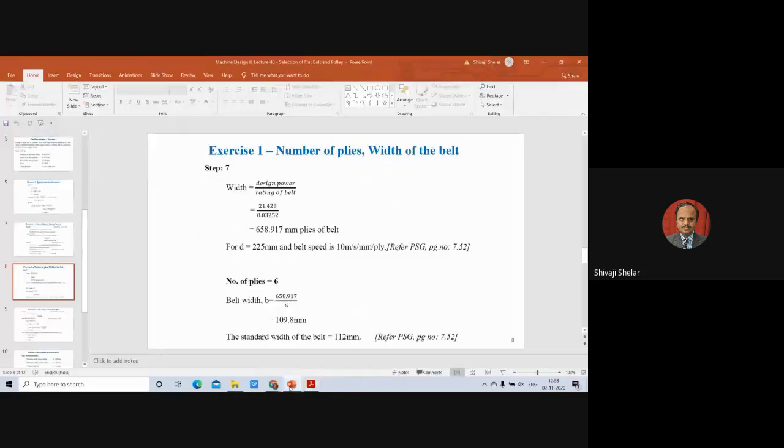So let's come to the design calculation. From this table we selected the number of plies as 6. So, belt width required: the design calculation is 658 for single ply. The number of plies we have selected is 6, so we get this standard size of, say, 109.8. The next size available above 109.8 in the 6-ply system is 112, which we can see in this table.